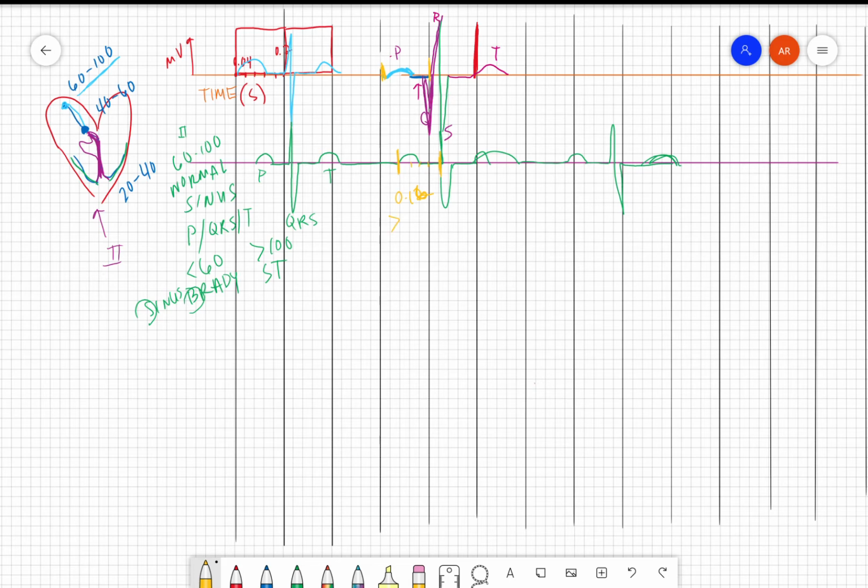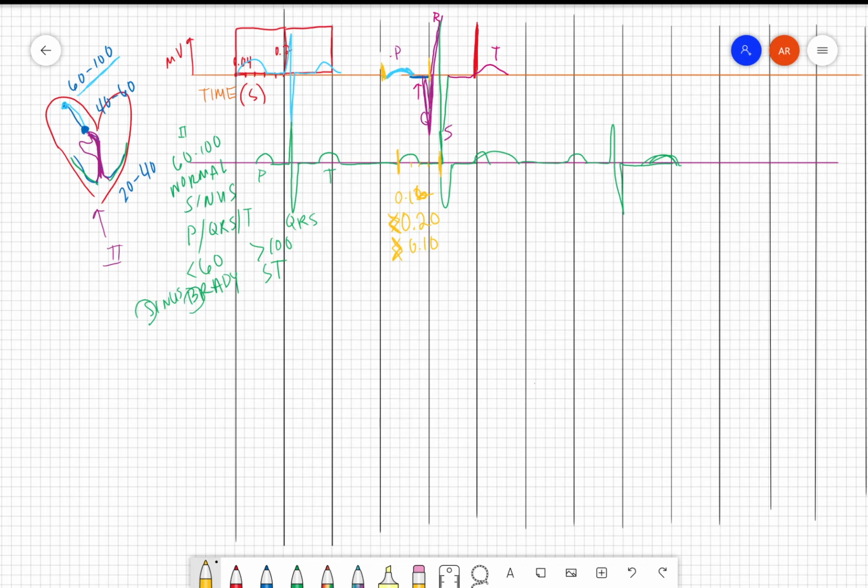The normal between the beginning of the P wave and the beginning of the QRS should be less than 0.2, and it should be greater than, I want to say it's 0.10. So it should not be super short, and it shouldn't be super long.